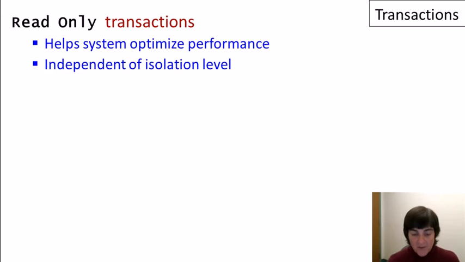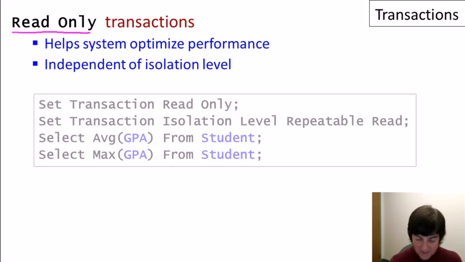So that completes our 3 isolation levels. In addition to serializable, we had at the weakest read uncommitted, then read committed, and then repeatable read. I did want to mention that we can also set transactions to be read only. That's sort of orthogonal to setting the isolation level. What it does is it helps the system optimize performance.